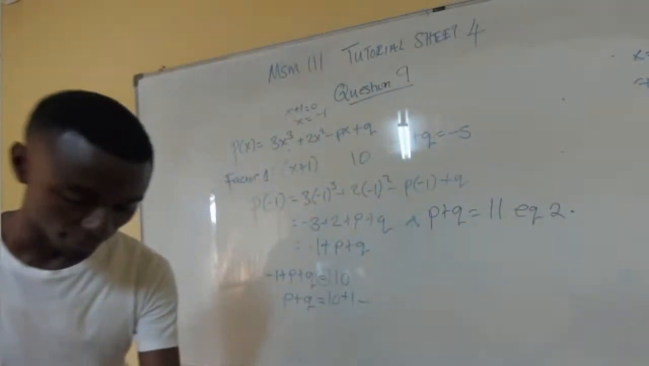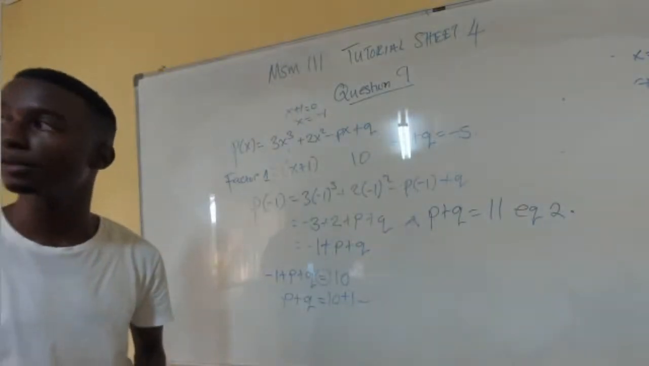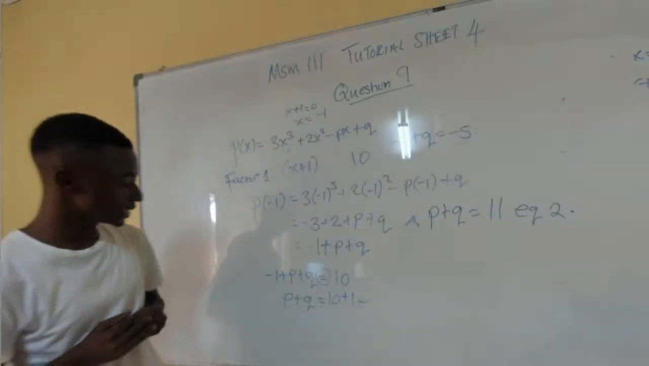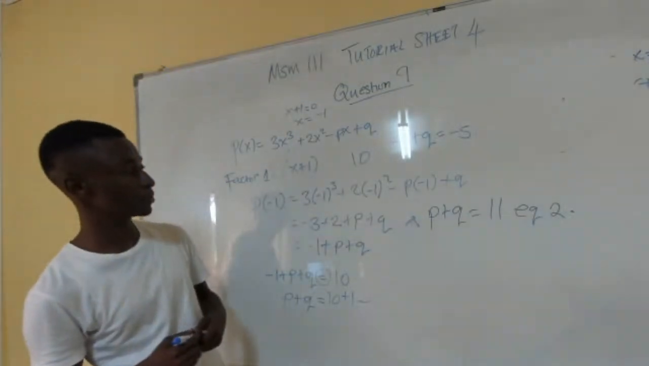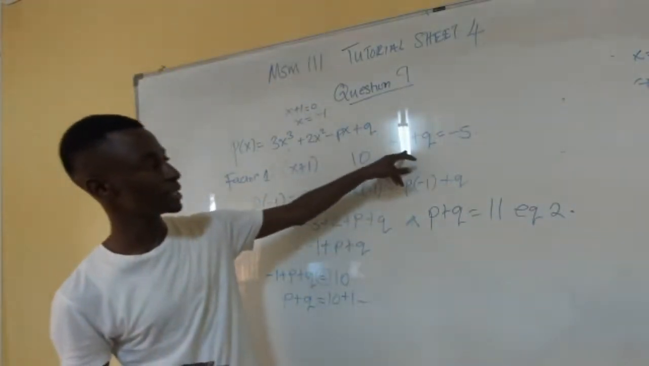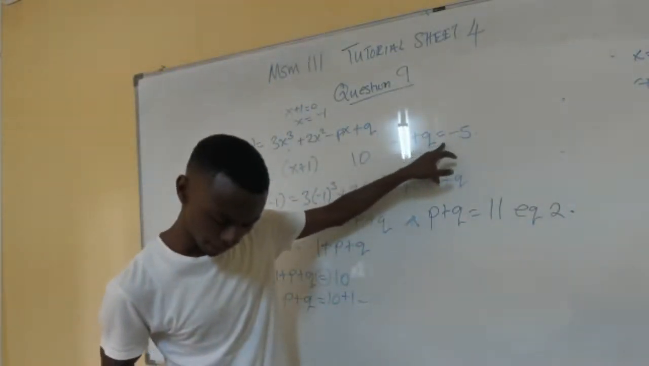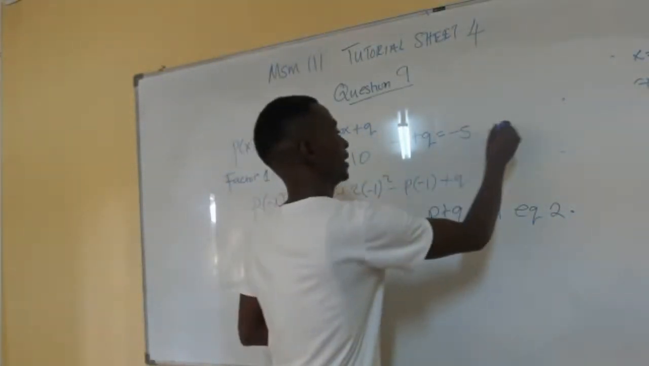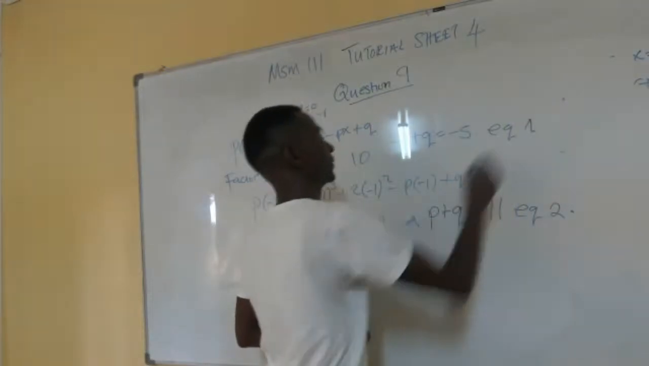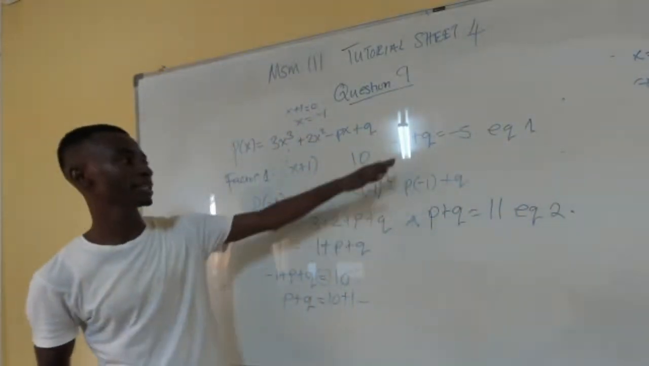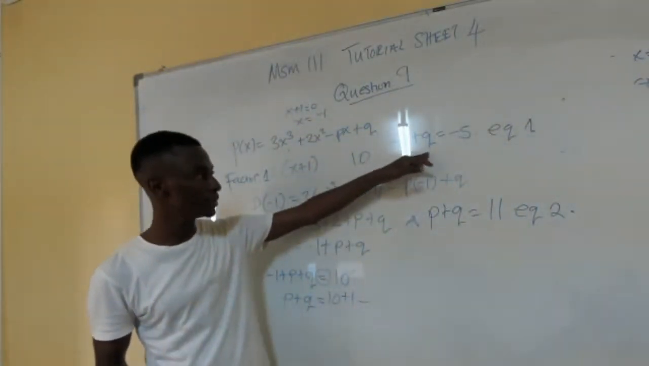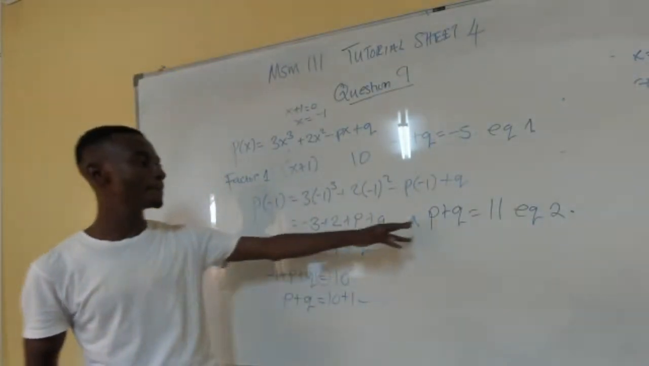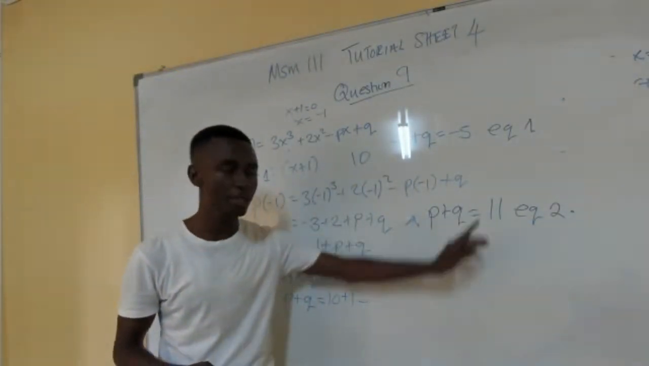What is the question saying? We want to calculate the values of P and Q. Now since we have two equations, our first equation is what? Our first equation is negative P plus Q equal to negative 5. Our second equation is P plus Q equal to 11.